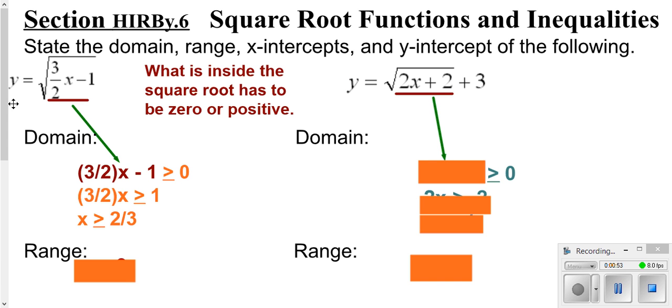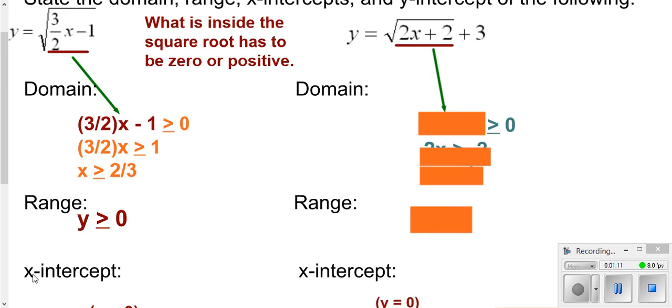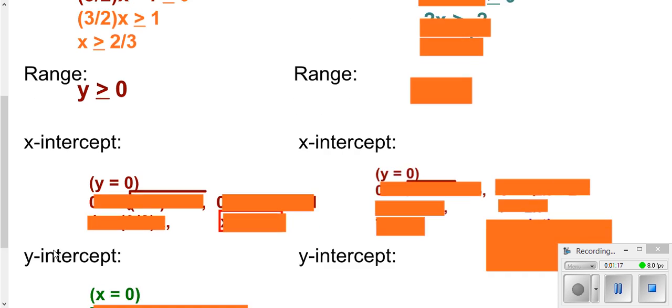Now your range is the types of y values that you get out. Notice here, what's in front of our root is a positive sign, so that means we're not getting out any negative answers. So we can't get out negatives, so our range has to be greater than or equal to 0.